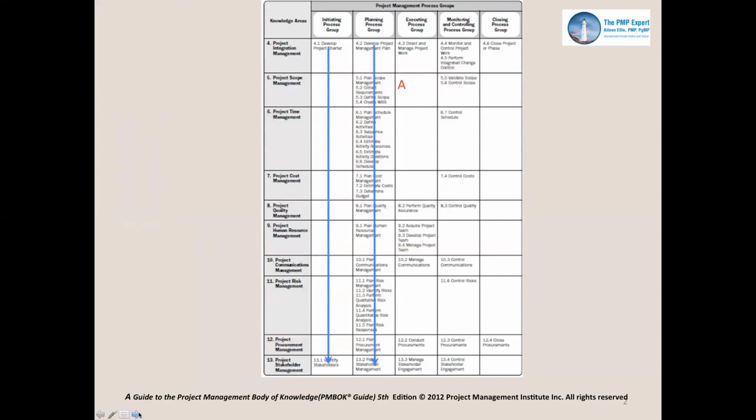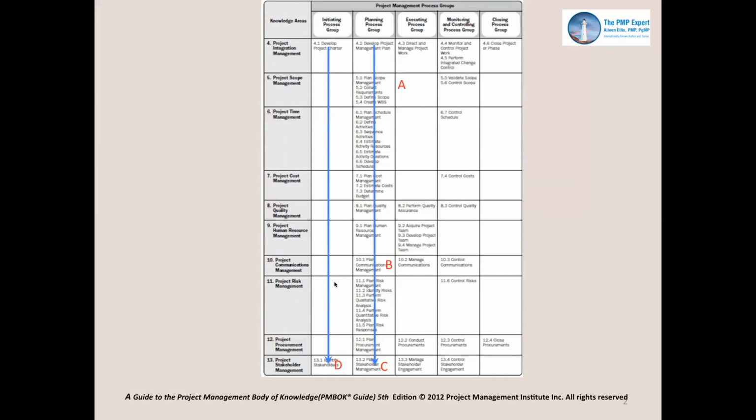Answer A talked about requirements documentation, which would be an output of collect requirements. So I'm showing A right here after collect requirements. Answer B was the communication management plan, which would be an output of plan communication management. Answer C was the stakeholder management plan, which would be an output of plan stakeholder management. And answer D was the stakeholder register, which would be an output of identify stakeholders.